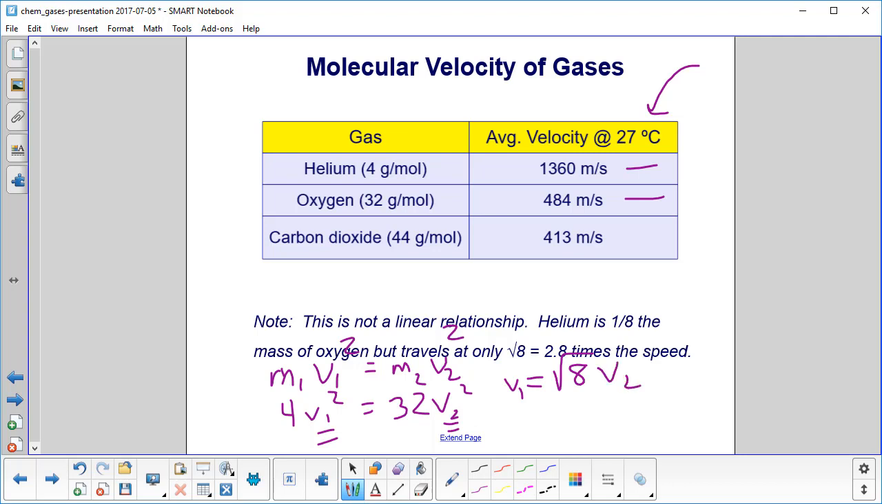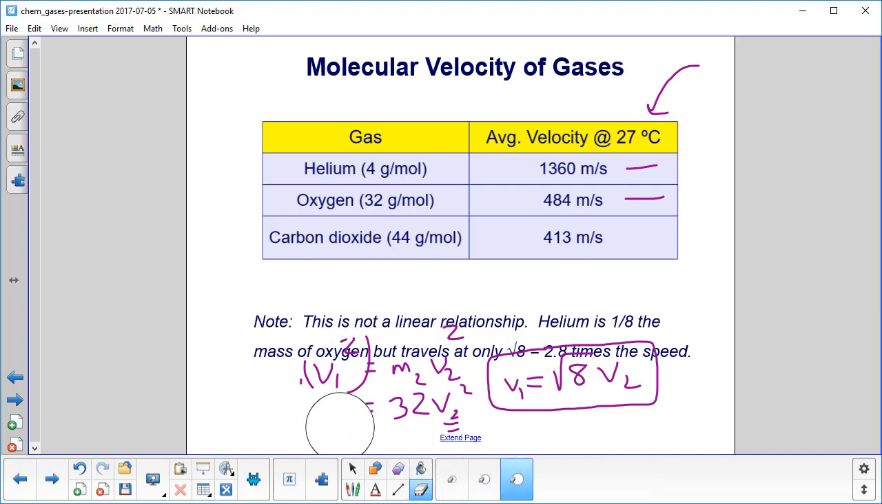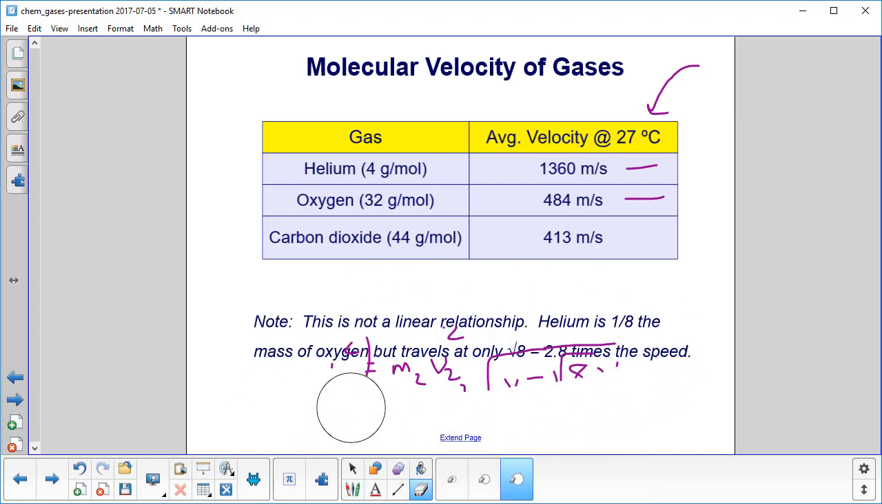I skipped a couple steps there. Okay, we divided through by 4, then I took the square root of both sides. So it is not a linear relationship. Why? Because the velocity is squared. Okay, so I'll leave that there a second. 1, 2, 3, and let me erase it so you can see the answer. And you can always backtrack on this if you want to see the math again.